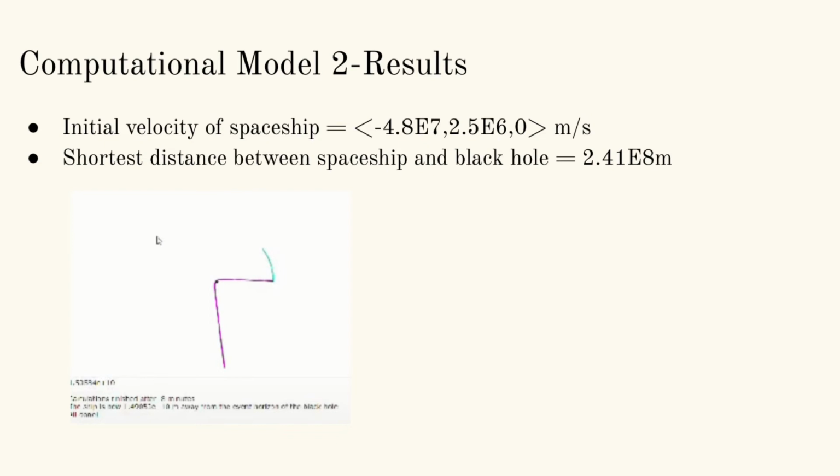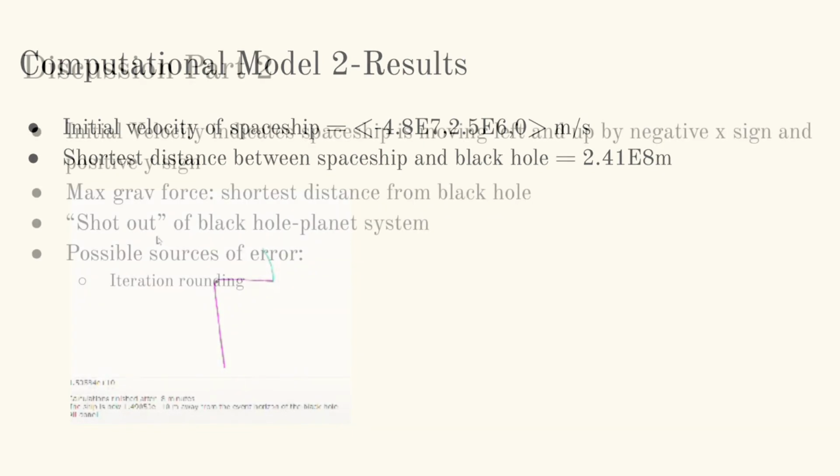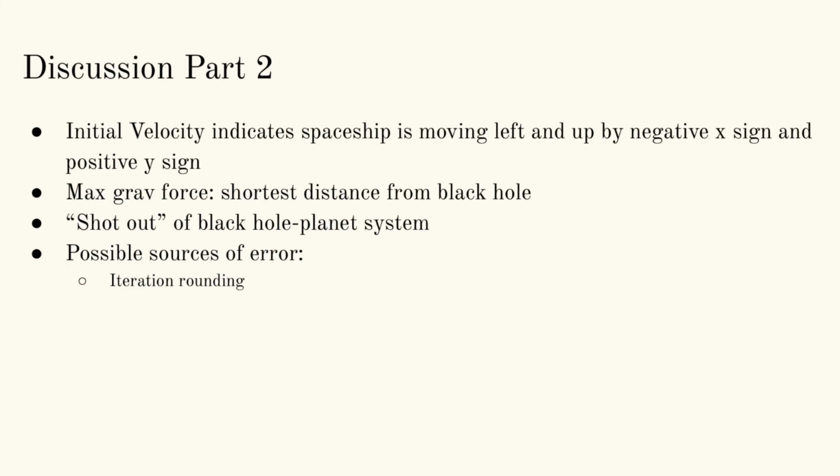The results in Part 2 show the initial velocity is negative 4.8 times 10 to the 7th, 2.5 times 10 to the 6th, 0 meters per second. The shortest distance between the spaceship and the black hole is 2.4 times 10 to the 8th meters. The initial velocity shows the spaceship moves to the left and up. Surprisingly, the spaceship is shot away from the black hole by the gravitational force of the black hole, which increases the spaceship speed until the speed exceeds the escape speed.